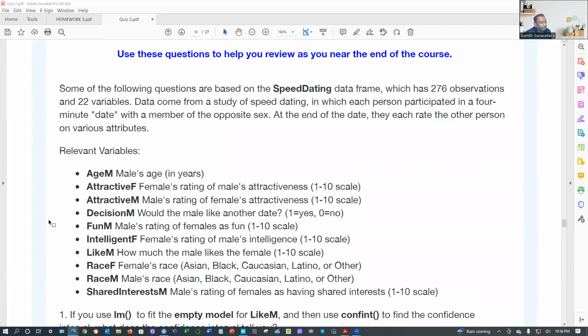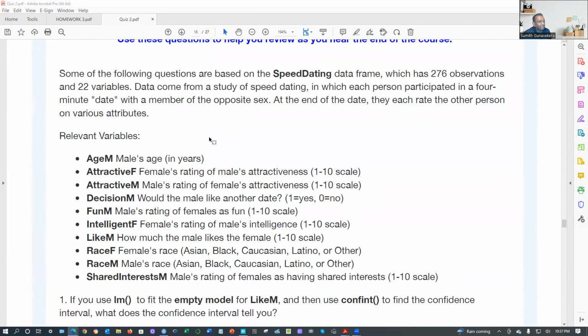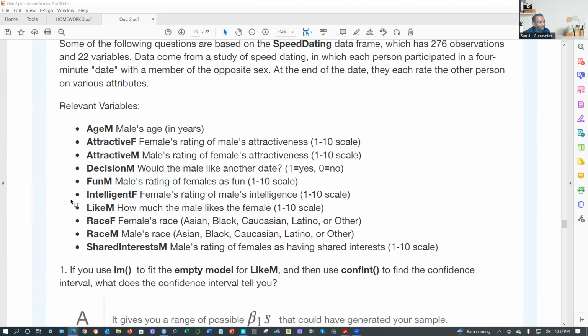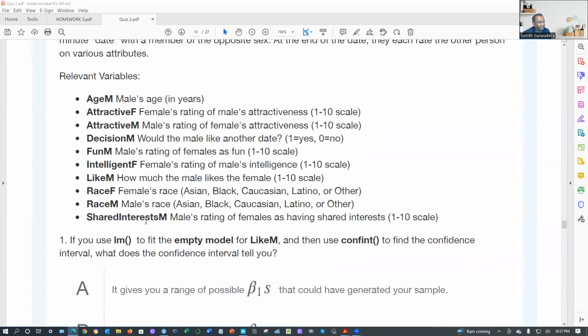Some of the following questions are based on the speed dating data frame, which has 276 observations and 22 variables. Data come from a study of speed dating in which each person participated in 4-minute dates with a member of the opposite sex. At the end of the date, they each rate the other person on various attributes. See, all this, male's age, attractive, female rating on male's attractive, we have seen this data set.